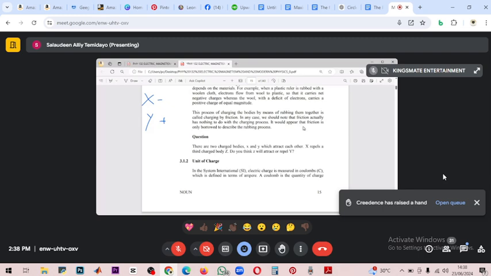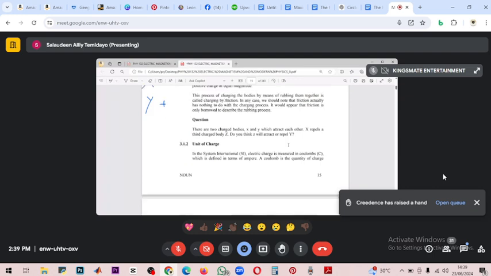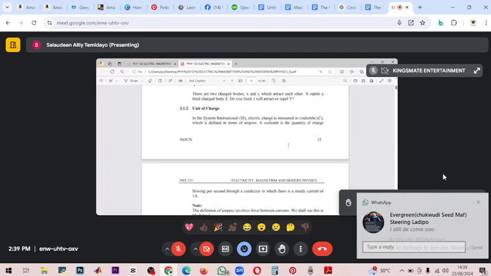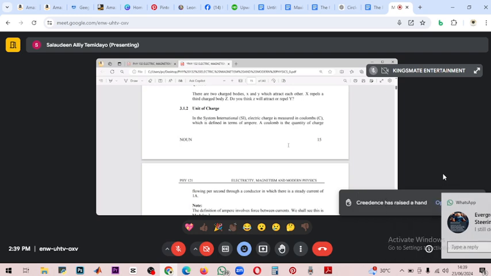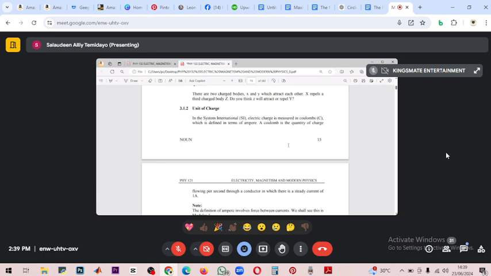So I think with that, people have been able to get this. Let's proceed. Unit of charge. Electric charge actually has a lot of units. It has ampere second. It has Faraday as well. Volt per farad as well too.